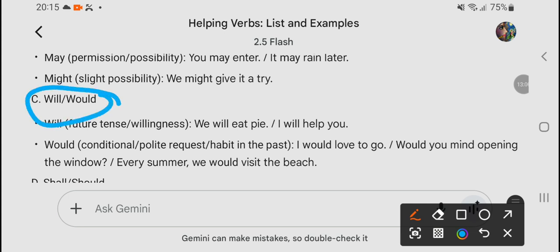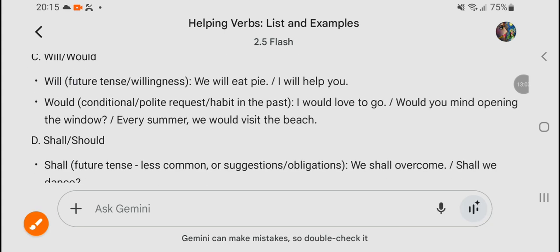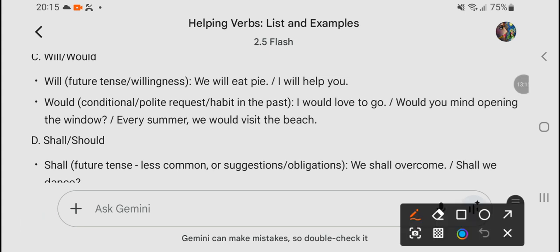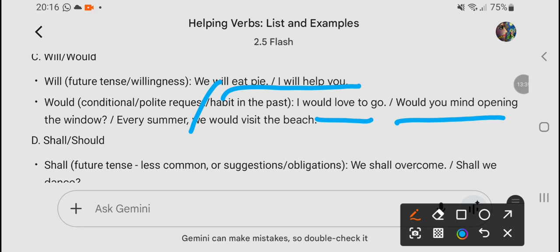Then come to will, would. Will, would is used for will, future, है ना? And willingness, I will write a book, willingness, right? So these are the examples. Then would, conditional or polite request, habit in the past. I would love to go. Would you mind opening the window, polite request. And then every summer we would visit the beach, right?